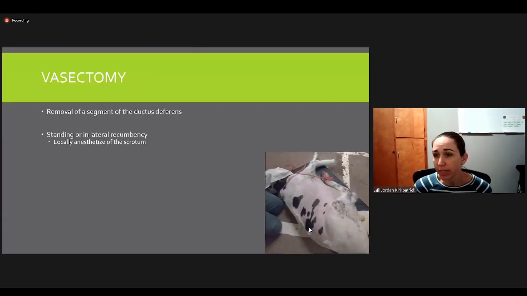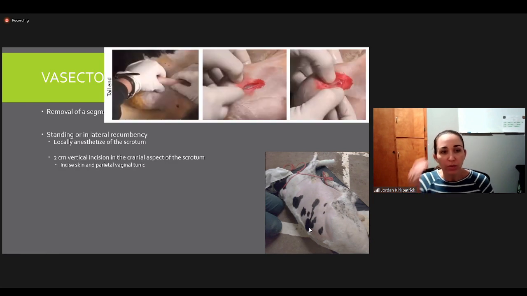Another type is a vasectomy, which is a removal of a section of the ductus deferens. And again, the purpose is to prevent semen from being ejaculated. This can be done in standing or lateral recumbency. And again, you want to do local anesthesia. So this is a younger steer that's laid down in lateral. The hind leg is tied up around its neck, so it's out of the way, and you can visualize the surgical site. So this one, the incision is on the cranial aspect of the scrotum, and you incise through the skin and the parietal vaginal tunic.